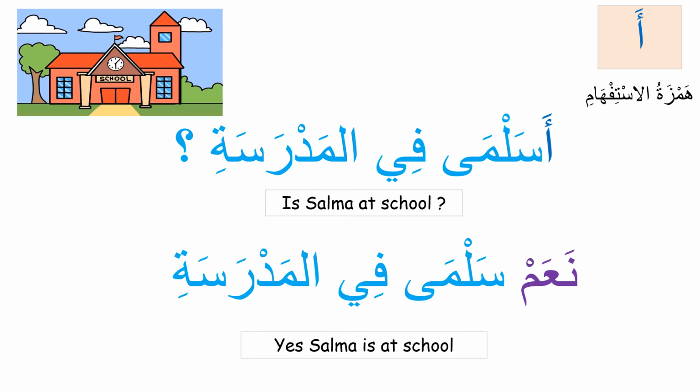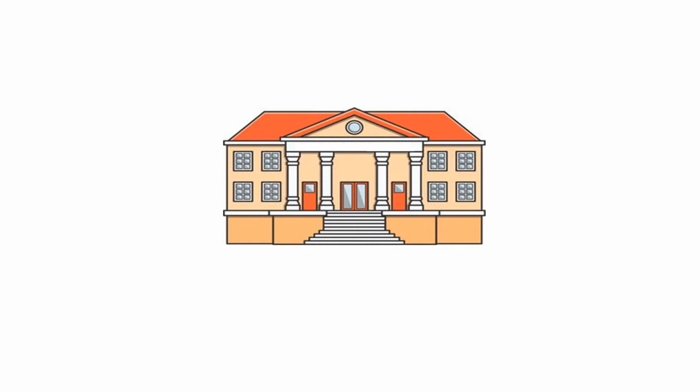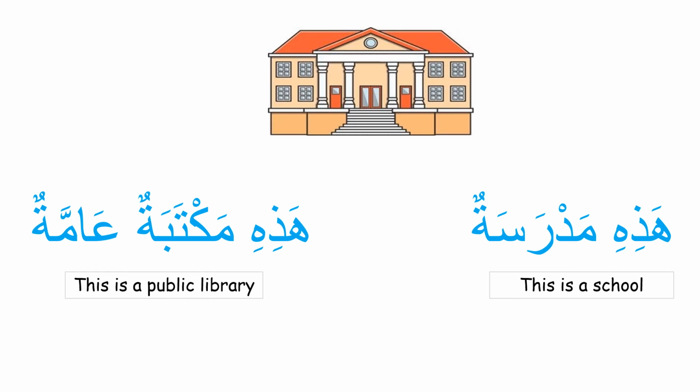Now, as promised, let's see things from the other side, shall we? I mean forming a question using Hamzatul Istifham. As you can see, this is a building, but I'm not quite sure if it is a school or a public library. So I have two options. It could be a school, هذه مدرسة, or a public library, هذه مكتبة عامة. Again, هذه مدرسة, هذه مكتبة عامة.